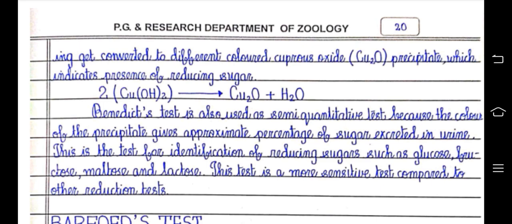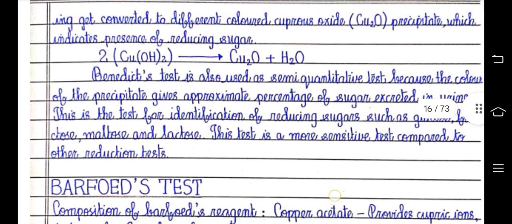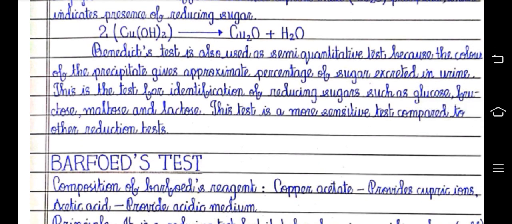2CuOH gives Cu2O plus H2O. Benedict's test is also used as a semi-quantitative test because the color of the precipitate gives the approximate percentage of sugar excreted in urine. This is the test for identification of reducing sugars such as glucose, fructose, maltose and lactose. This test is more sensitive compared to other reduction tests.